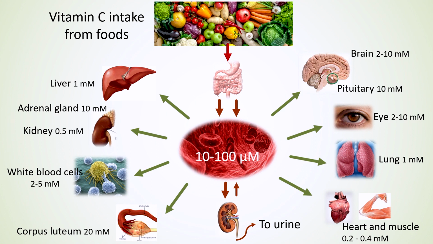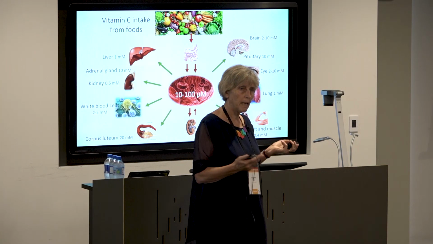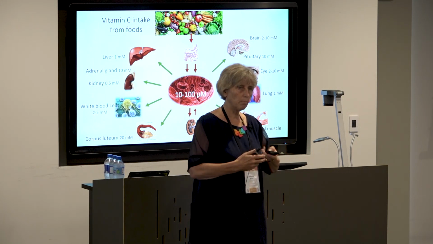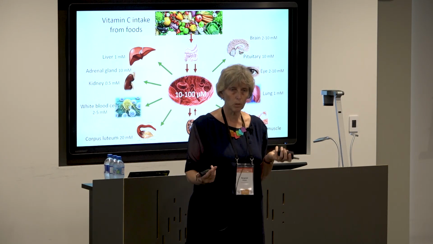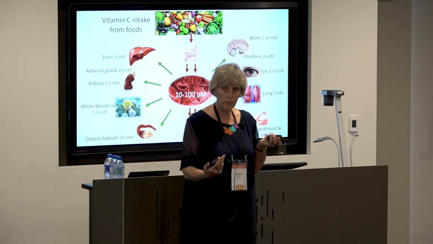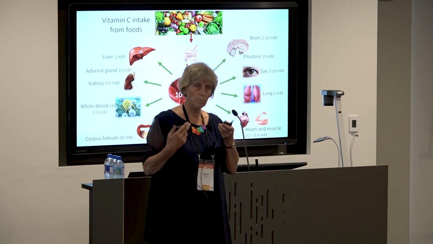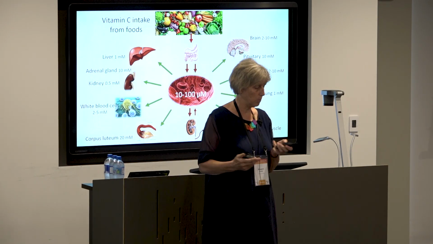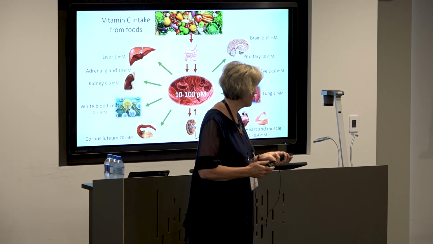If you're an animal that made your own vitamin C, this distribution pattern would be the same. The only difference is that initially the vitamin C would come from the liver and go into the bloodstream, but then the same process of dispersion. So that's the only difference between us and the animal. So it's not made everywhere in the body of an animal. The same process of distribution applies.